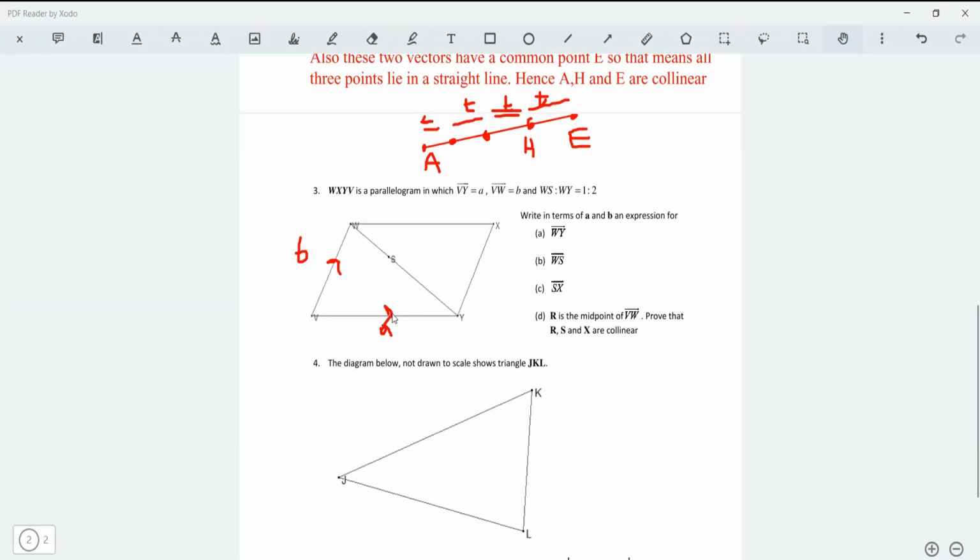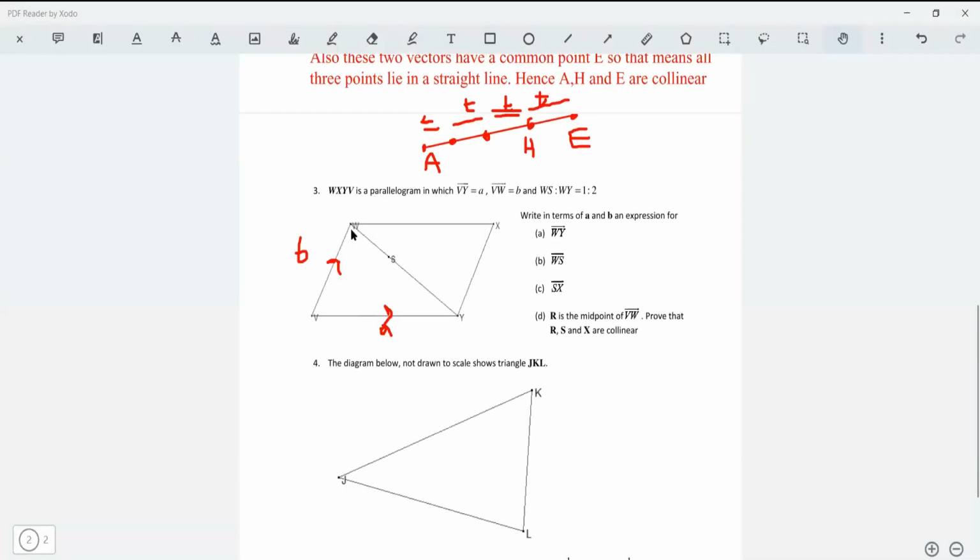So since we need WY, to go from W to Y, you can use V as a position vector. So it would be VY minus VW. That's where you go from V to Y. Now, some persons might be inclined to say it is going from W to V, plus from V to Y. That's the same thing as what I said. If you prefer to write it as W to V, then V to Y, that's the same thing. I'm just using V as my O, my origin. That's pretty much what I'm doing.